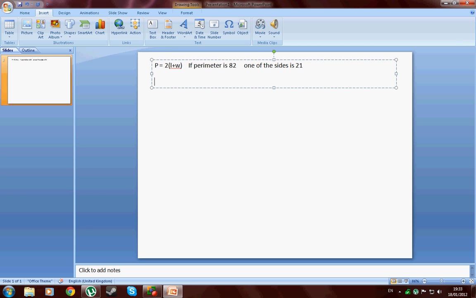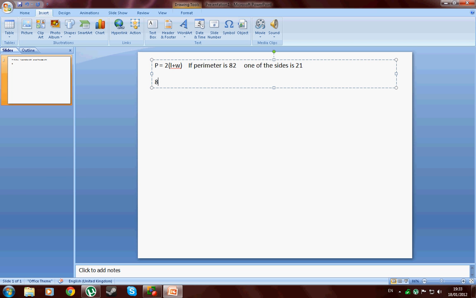Now, what threw some people on this is it says one of the sides is 21, and people recognise that one of the sides is going to be length and the other the width, but they don't know which one to substitute, and it can complicate things. At the end of the day, it doesn't matter which one in this case, because it's one of the sides. It could be the length, or it could be the width. It doesn't actually matter.